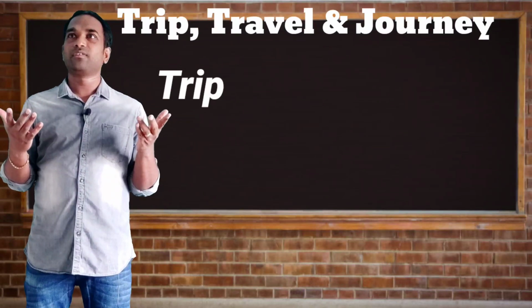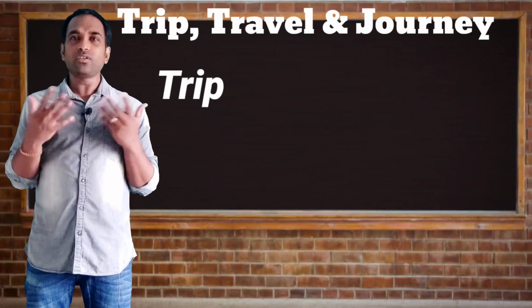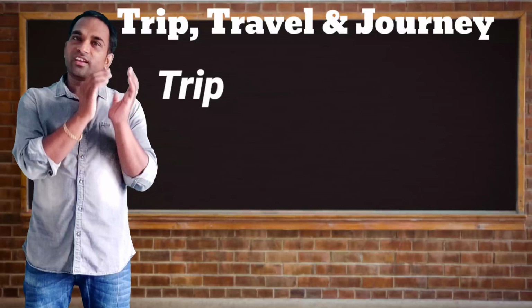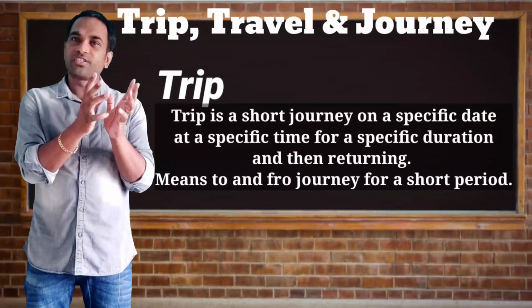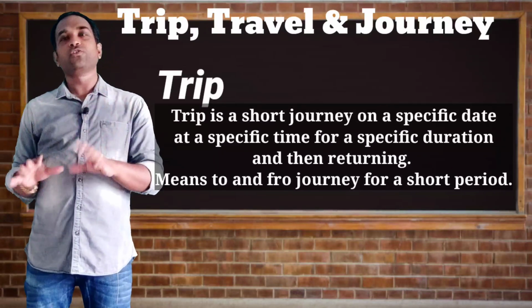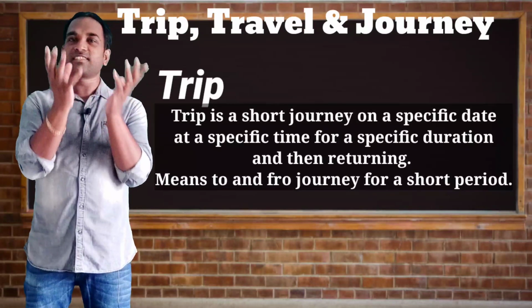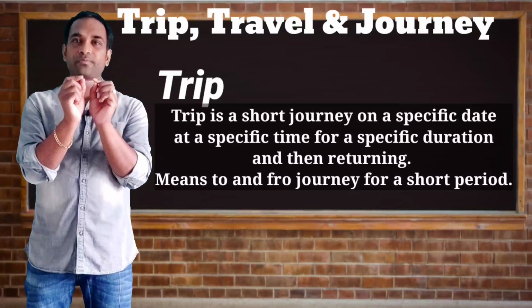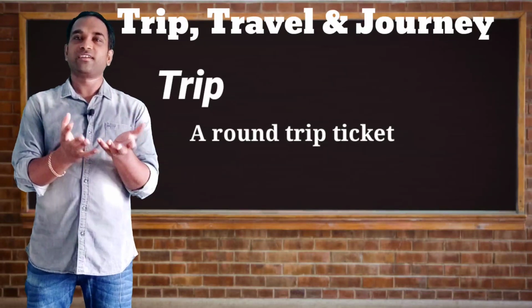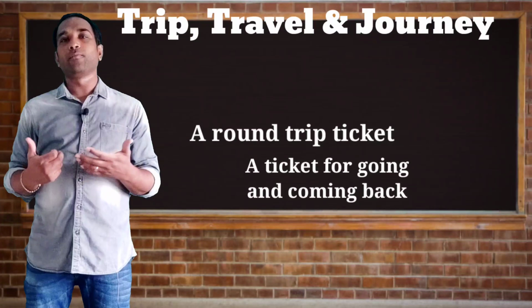What's a trip? We many times use this word trip in our sentences. Trip is a short journey on a specific date at a specific time for a specific duration and then returning. Means to and fro journey for a short period. All this is included in a single word, that is trip. That's why we say a round trip ticket. A round trip ticket. That means a ticket for going and coming back.